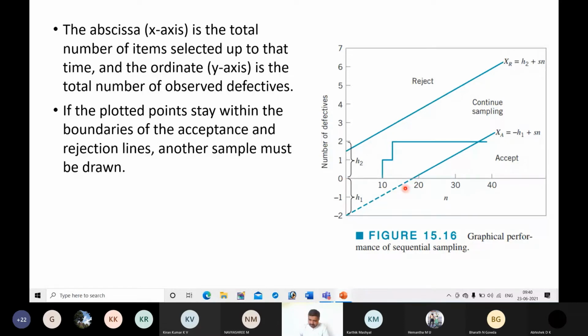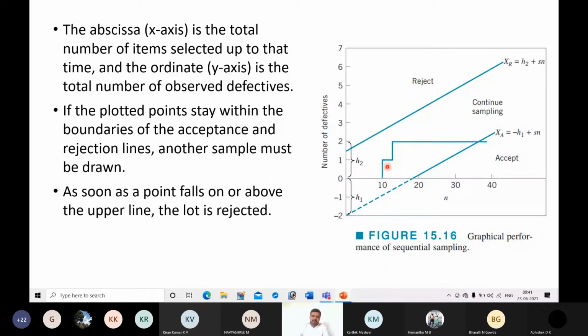Next, these points are decided by equations, xa and xr. There are two lines. We are going to substitute the values of xr and xa, and we will plot them here. Then we will get these two lines. You will understand the procedure later.